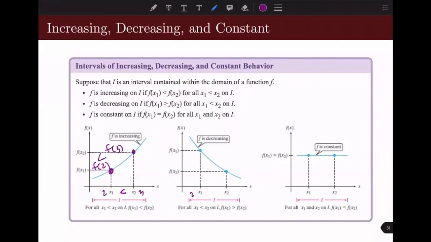Similarly, if I have 2 and 3 here, 2 is less than 3. However, f of 2 is bigger than f of 3. That means my function is going to be decreasing. So as you increase your x value, if your function is getting smaller, it's decreasing. As you increase your x value, if your function is getting larger, that means it's increasing. And then over here, if it's staying the same, we call those constant functions. Alrighty.